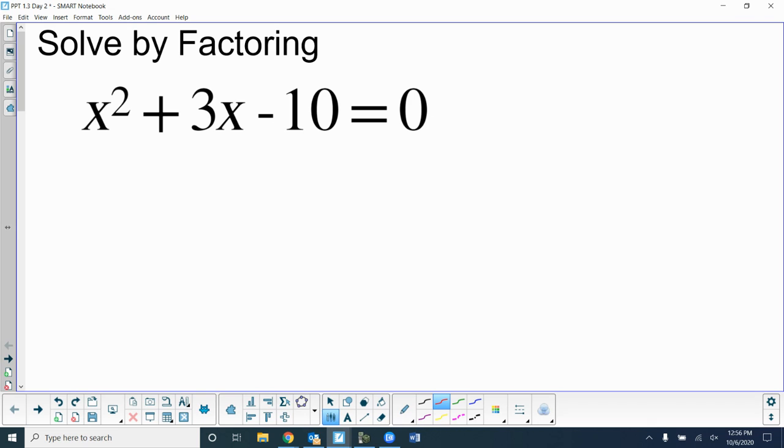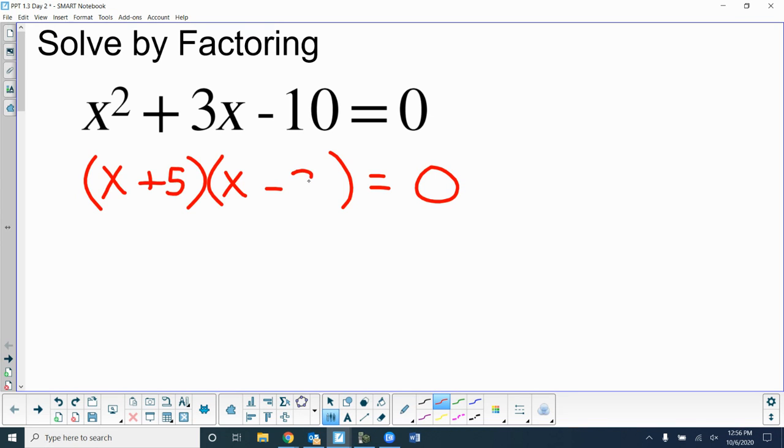Okay? So, this is an easy one because A is 1. So we can just go ahead and do that. Make our two sets of parentheses. It's got to be x squared when A is 1. X times x. When the C is negative 10, one's addition, one's subtraction. So what are my two numbers? Right. Positive 5, negative 2. They multiply to give me negative 10 and add to give me positive 3.